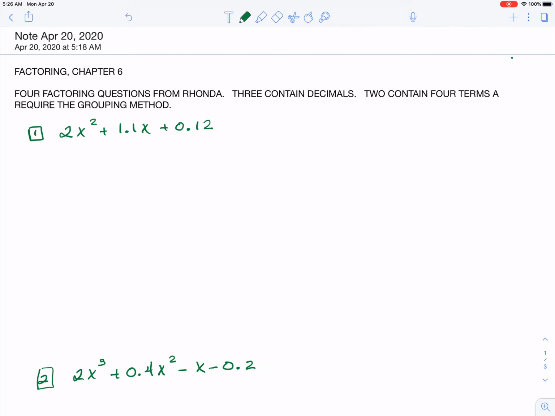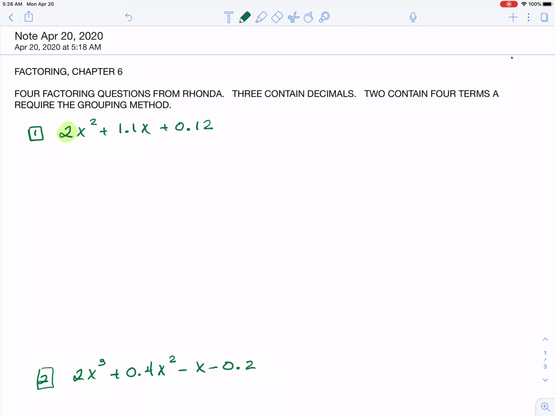As I look at the first one, it's a trinomial. And I'm noticing that the lead coefficient on this trinomial is not 1, which makes it one where I have to go through a little procedure of breaking it up into 4 terms. So let me start that process.